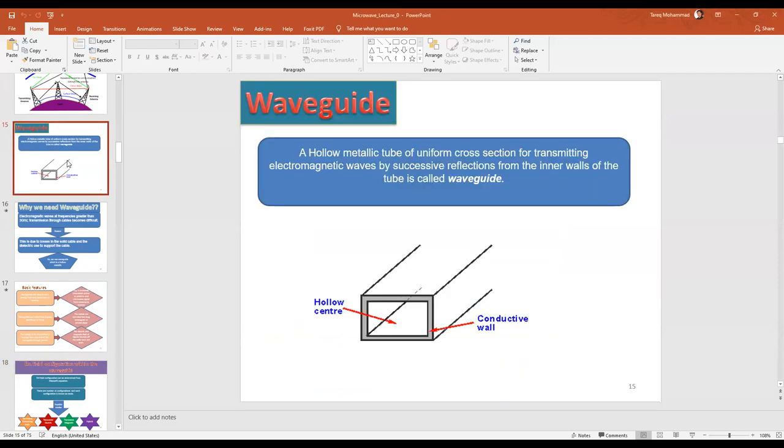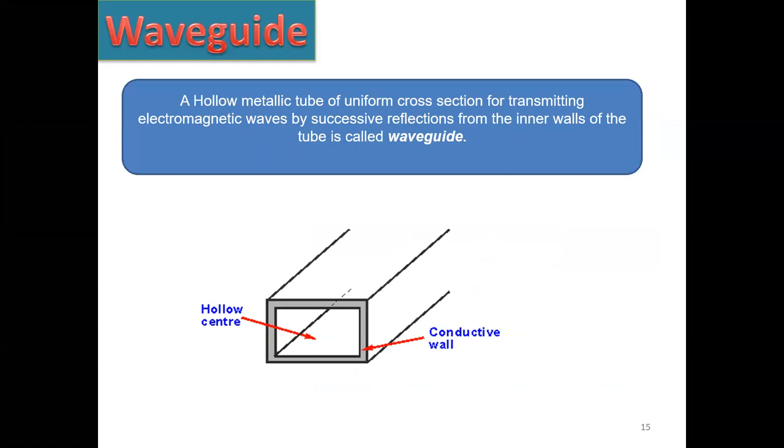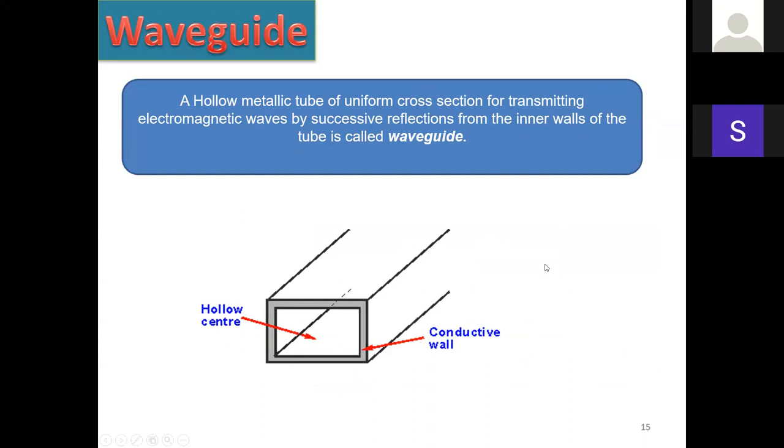Okay, today I'll start the waveguide. As I said yesterday, a waveguide is nothing but a hollow metallic tube of uniform cross sections, for transmitting electromagnetic waves by successive reflections from the inner walls of the tube.